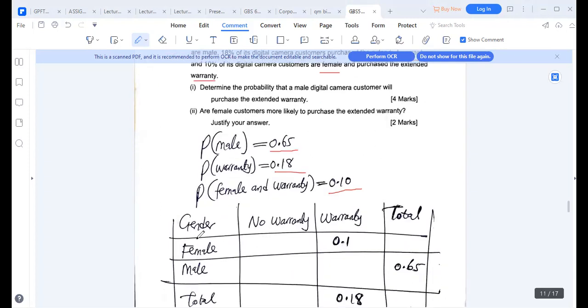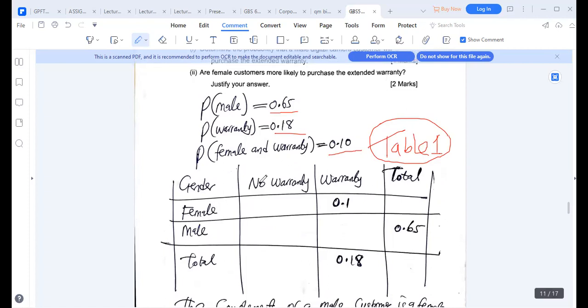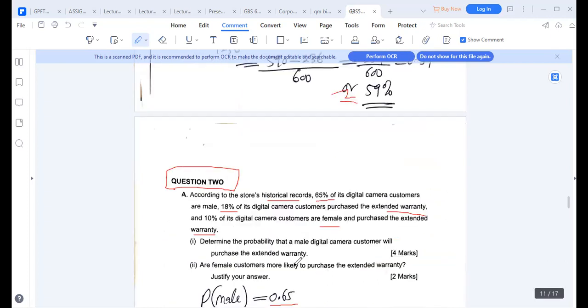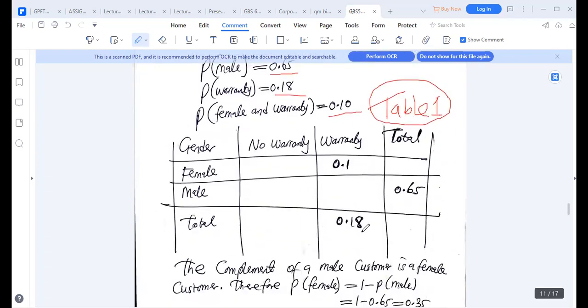Okay, now the gender here for the first table, table 1, we can do this in tabular form. So table 1, the gender here is female and male, and no warranty and warranty, then we can find the total there. So the total for the warranty is 0.18. Why? You are saying 18% of camera customers purchased the extended warranty, which is 0.18 for the warranty.